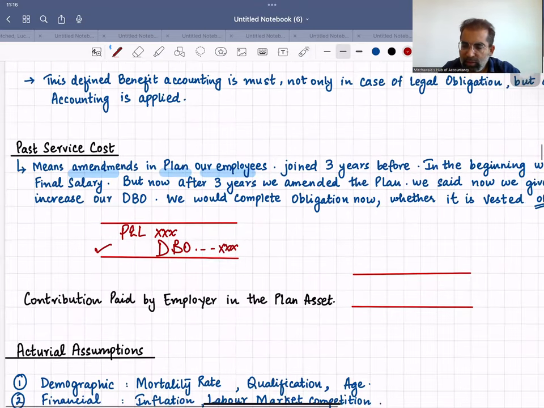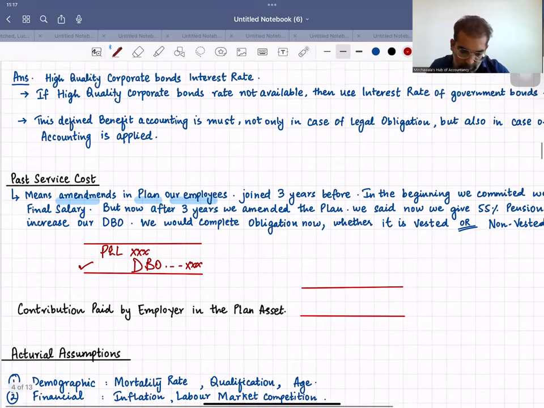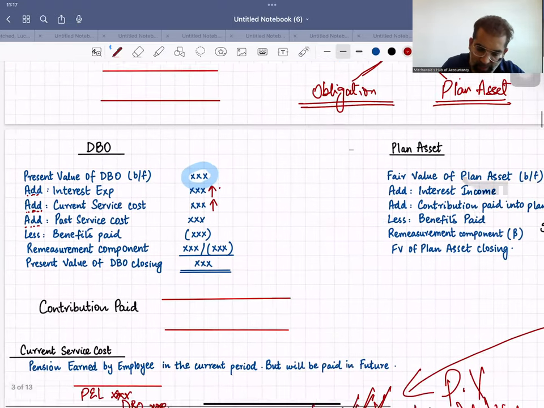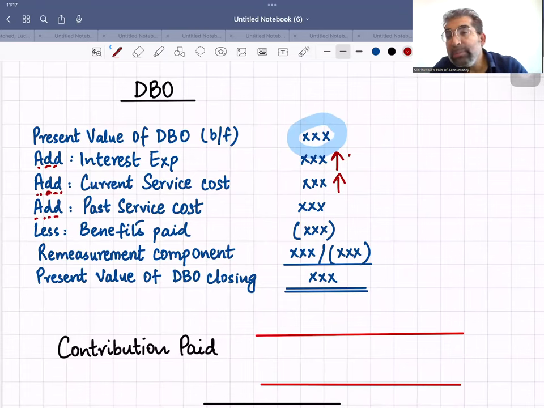So, past service cost, let me give you a simple identification of past service cost. The simple identification of past service cost is amendment in plan, okay? So the entry is P&L debit and DBO credit. So once again, just look at the screen, when the entry is debit P&L and credit DBO, credit liability, it is definitely increasing your liability, so it will be added. But be careful and apply brakes.